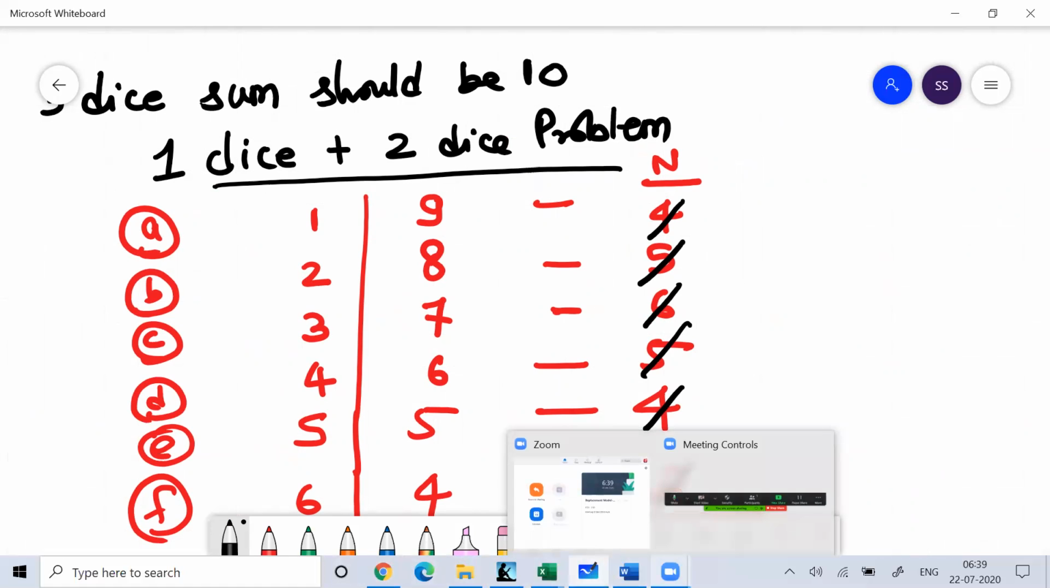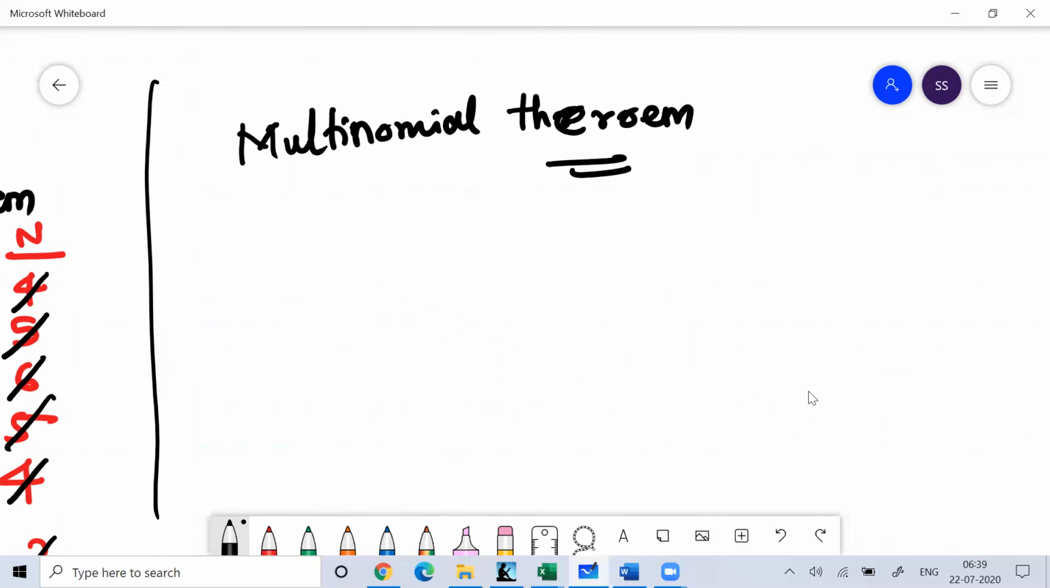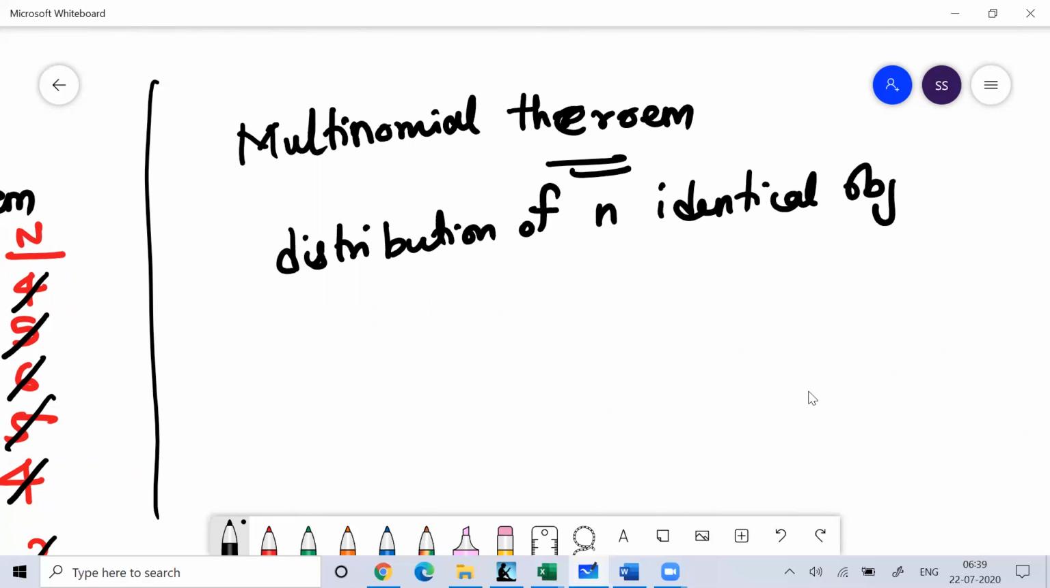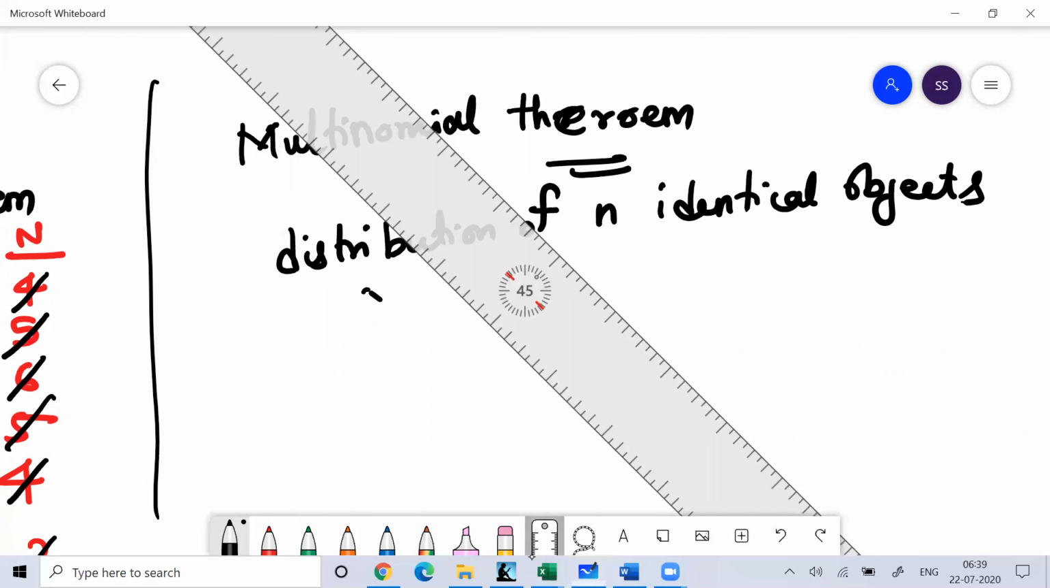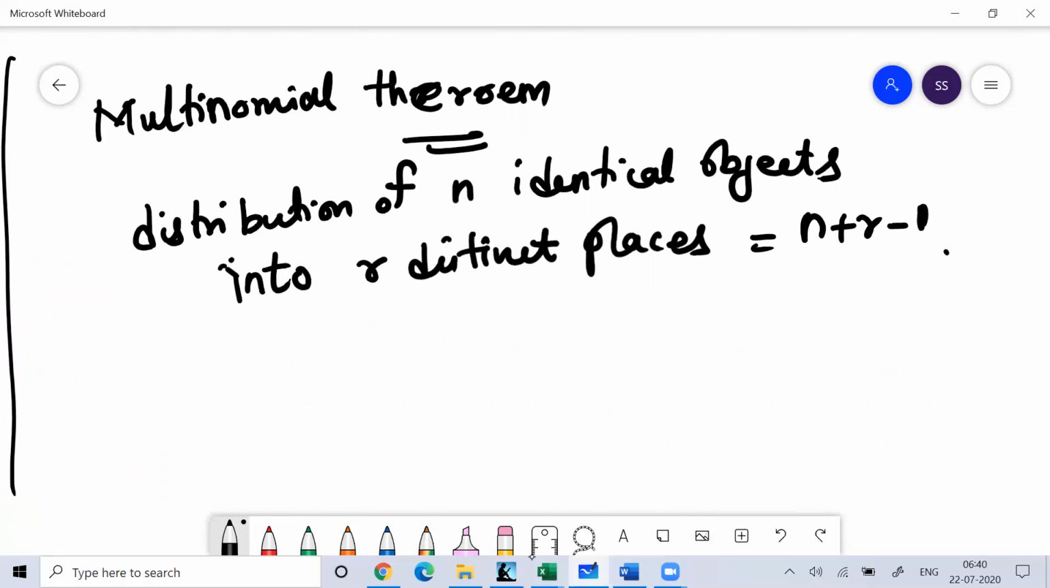In order to do that, we'll apply the multinomial theorem. So the same problem can be solved by applying the multinomial theorem. You can use the multinomial theorem to solve these kinds of problems. So basically, the partition rule, which I discussed in the first session, when I talked about distribution of n identical objects into r distinct places, I told you a formula for that. That formula is n plus r minus 1 C r minus 1.